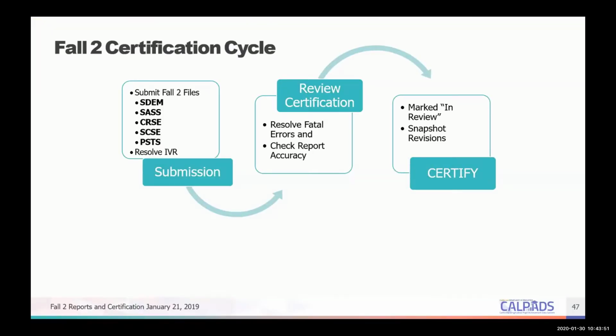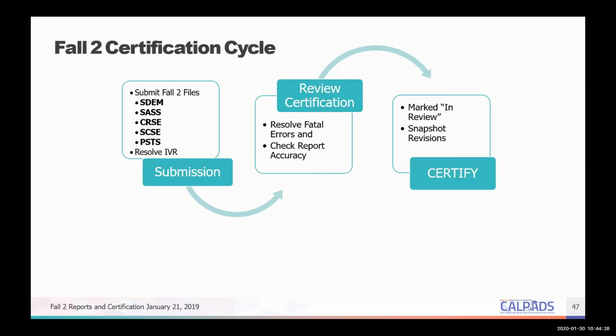So just to recap, we want to complete our submission. That's going to be the staff demographic, the SAS file, the course, the student course section enrollment, and the PSTS, the post-secondary status. This is an iterative process. We're going to submit all of these files. The details of each individual submission are provided in the data population trainings available on Bridge and YouTube. And that's going to also require us to resolve the validation errors along the way.